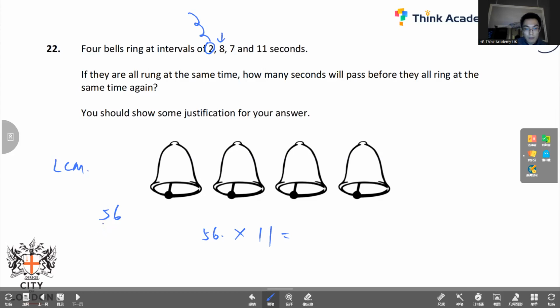You can draw this little M shape below the 2-digit number. The 6 goes to the right. The 5 should be going to the left, but in the middle we have 5 plus 6, which is 11. That is more than 10. So we only write 1 in the middle and then carry a 1 to the hundreds digit. So 5 plus 1 is what we should write on the left, 6. So 616 seconds. That is the answer. After 616 seconds, the 4 bells will ring together at the same time again.